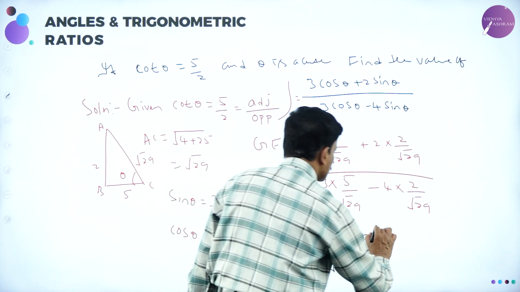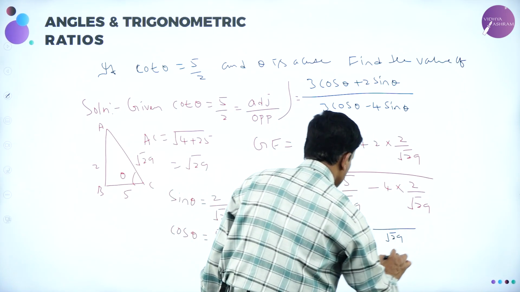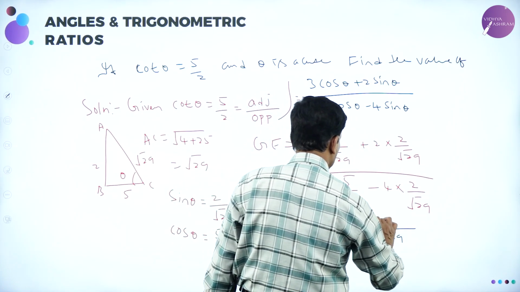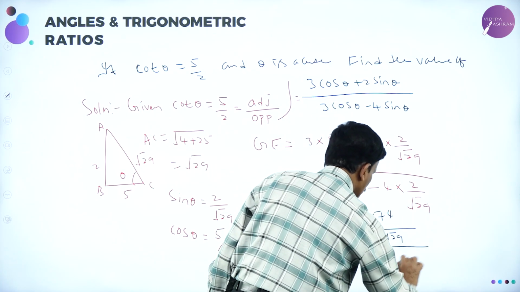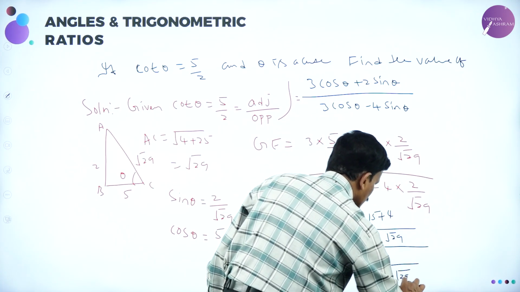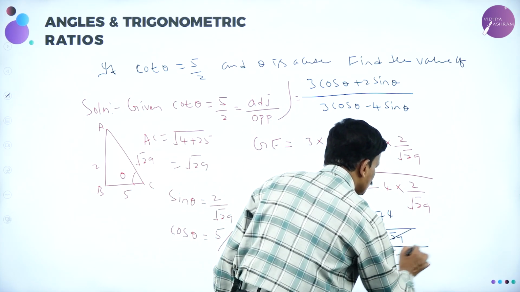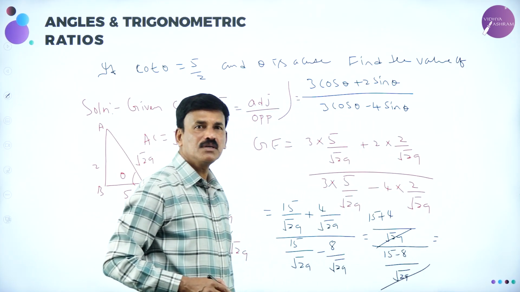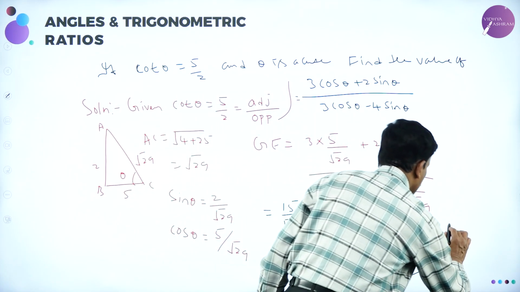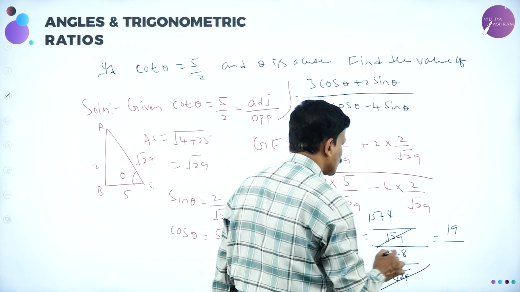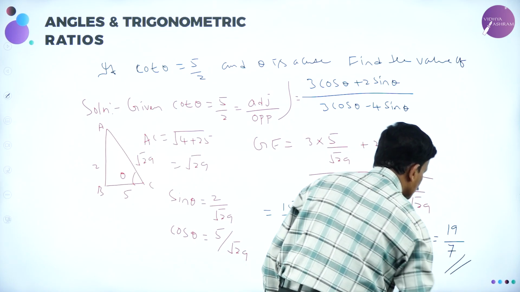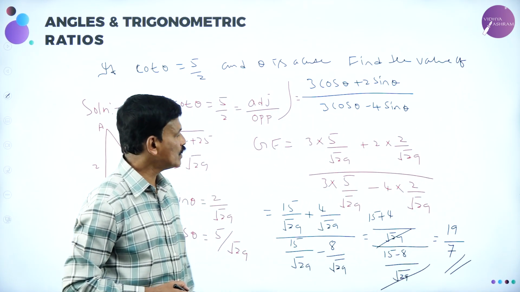So take LCM in the numerator. Root 29 is the LCM. Root 29 gets cancelled: 15 plus 4. In the denominator also, root 29 is the LCM: 15 minus 8. So root 29 gets cancelled. 15 plus 4 is 19, divided by, what is 15 minus 8? That is equal to 7. So the required answer is 19 by 7.